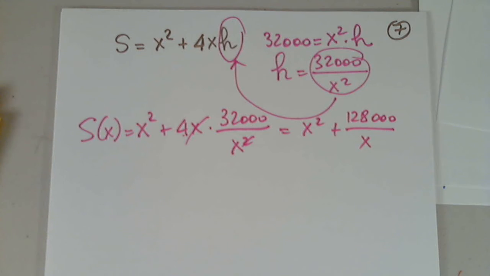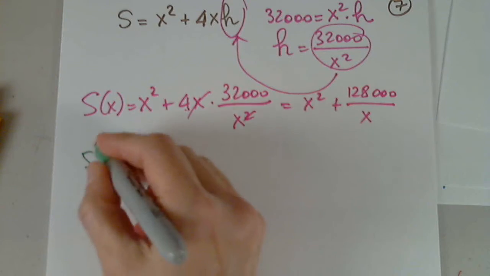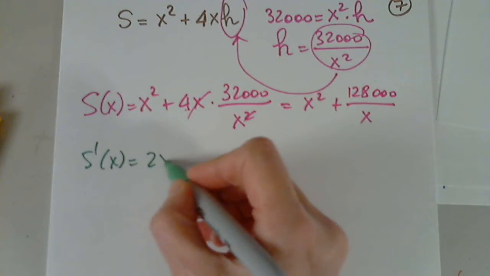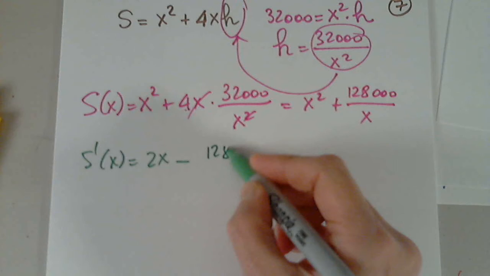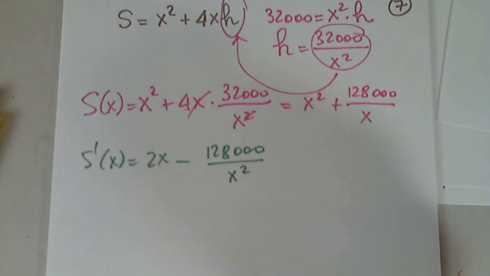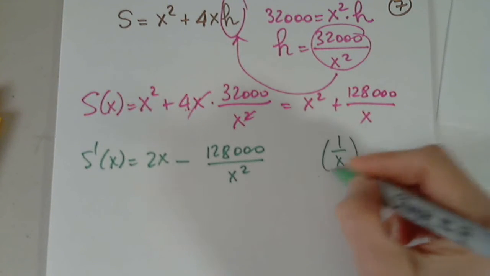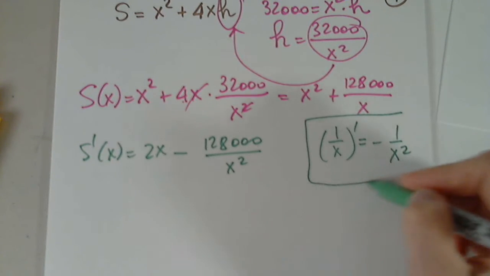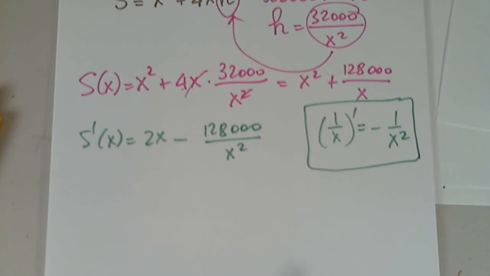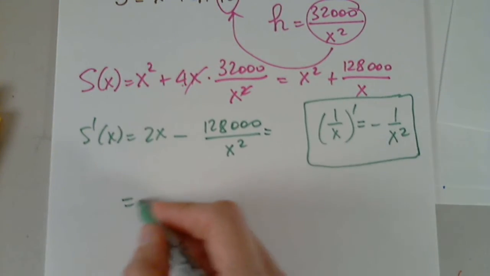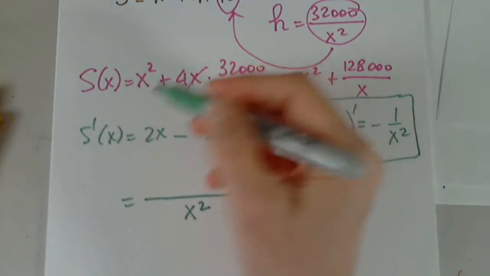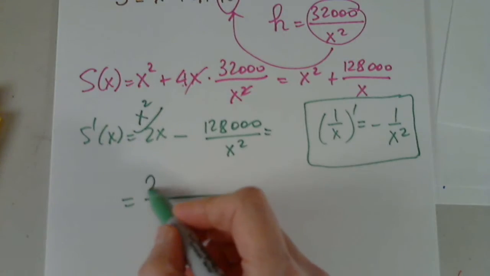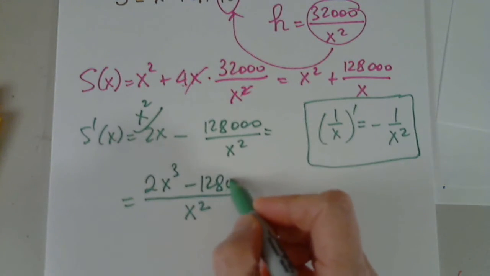The problem is almost solved. How come? I have to find S prime: 2x minus 128,000 over x squared. Please remember that the derivative of 1 over x, which I need in the next chapter, is negative 1 over x squared. We wrote this several times. I have to find the LCD, which is x squared, so I have 2x cubed minus 128,000.